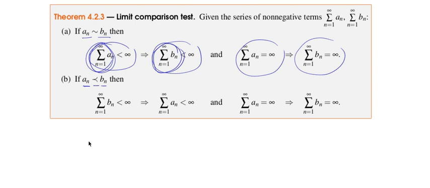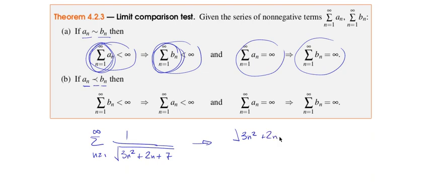Okay, so for an example of this, we have this series: the sum from n equals 1 to infinity of 1 over the square root of 3n squared plus 2n plus 7, right? Well, you could say that the square root of 3n squared plus 2n plus 7 is asymptotically equivalent to the square root of 3n squared, because these terms are negligible in comparison with this, right?